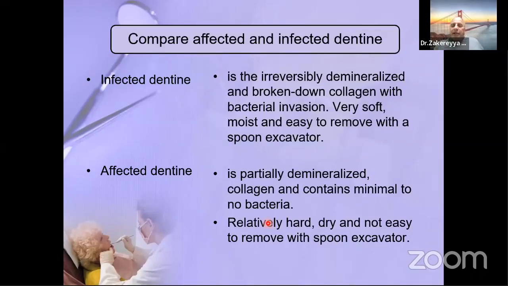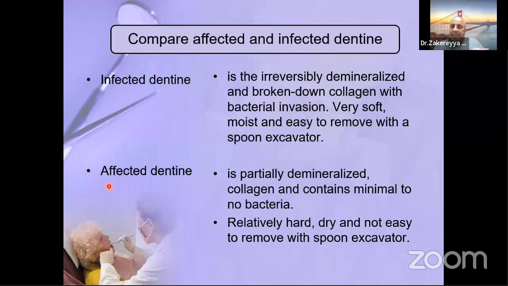In the beginning, I told you that there are problems about terms related to dental caries. Now, one of them is the affected and infected dentin. So what's infected dentin? Listen, it is the irreversibly demineralized and broken down collagen with bacterial invasion. Destroyed with bacterial invasion. Very soft, moist, rotten, and it is very easy to remove with a spoon excavator.